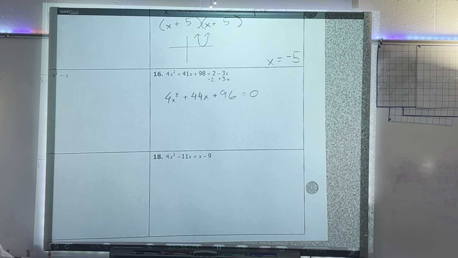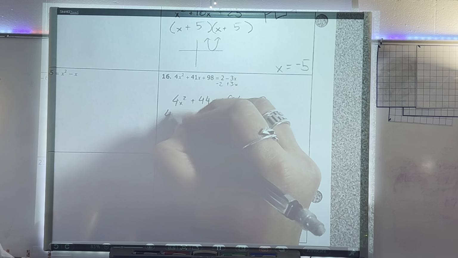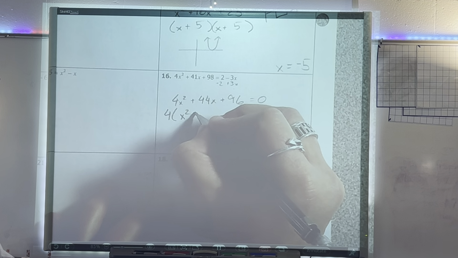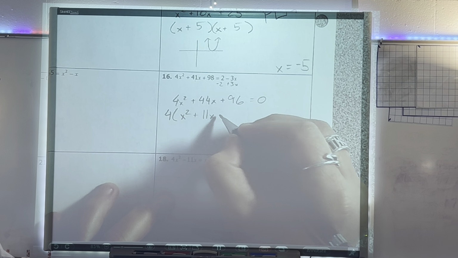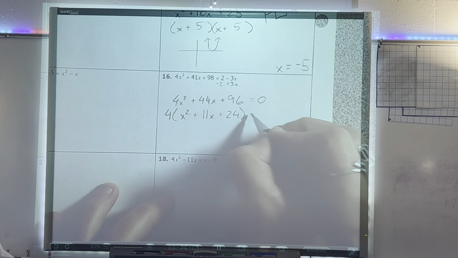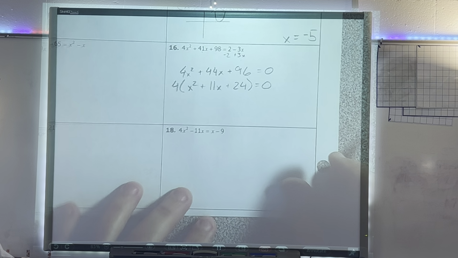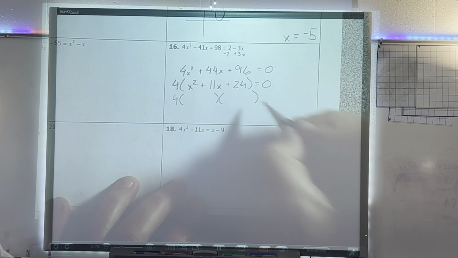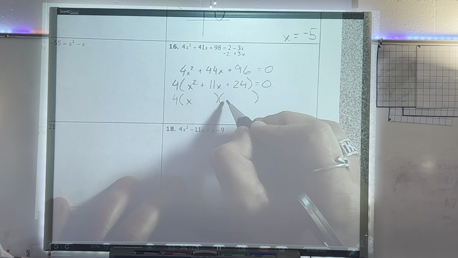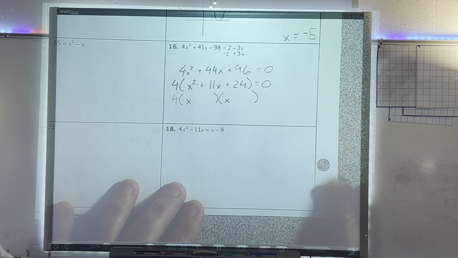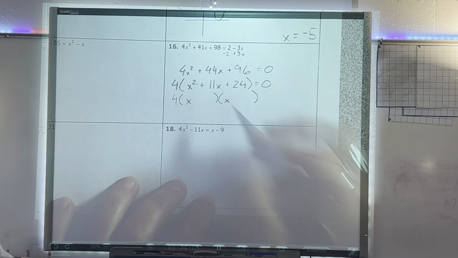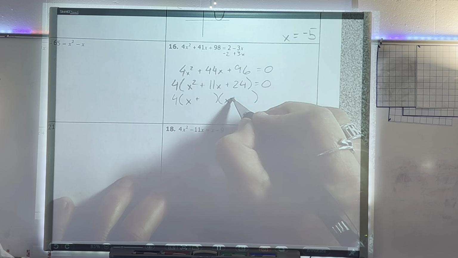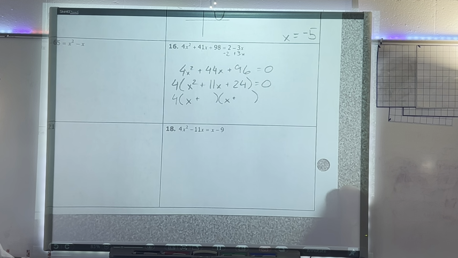What am I hoping I can do? Hoping I can take out the 4. It'll come out of all of them. So if I pull the 4 out, I'm going to get x squared plus 11x plus 24 equal to 0. X squared splits to X and X. Signs are going to be the same. So two numbers that multiply to 24, and I add them together and get 11.